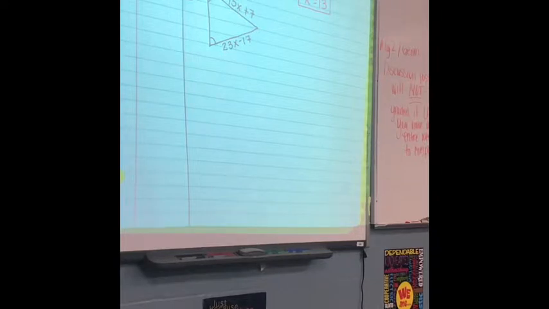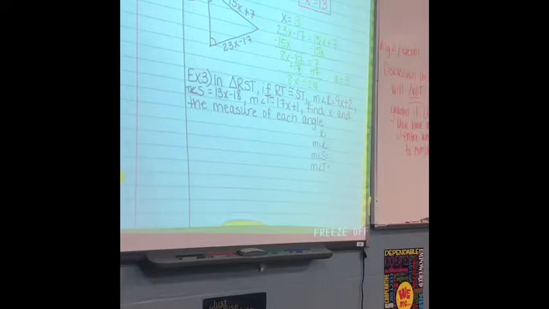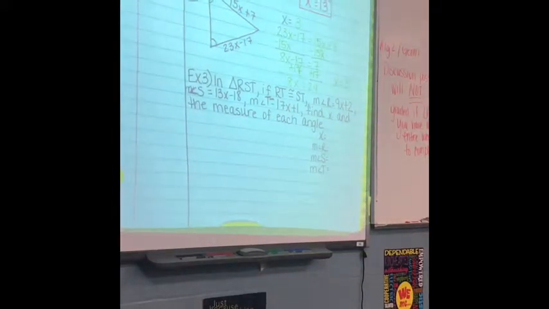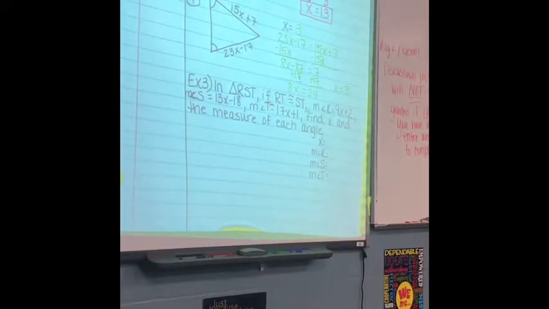So what do you know about these two expressions? They're equal to each other. Does everybody agree? So what did we get x to equal? 3. All right, any questions about that practice problem?